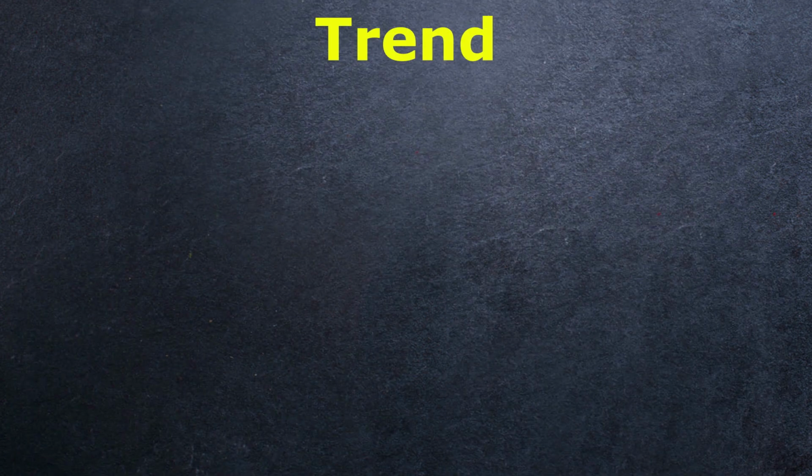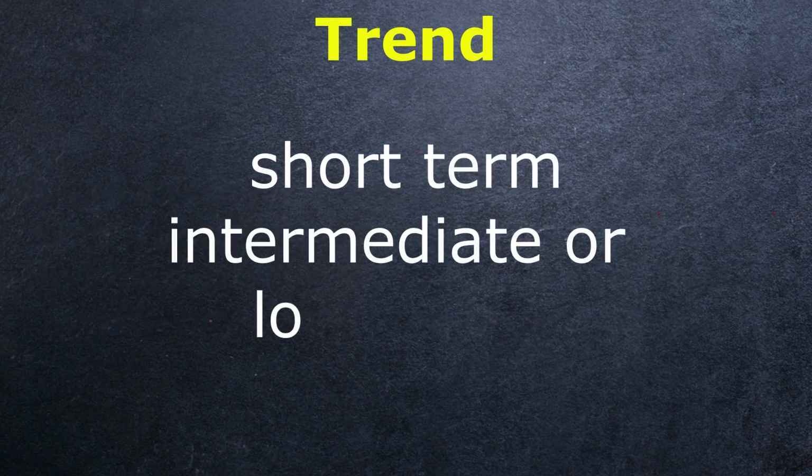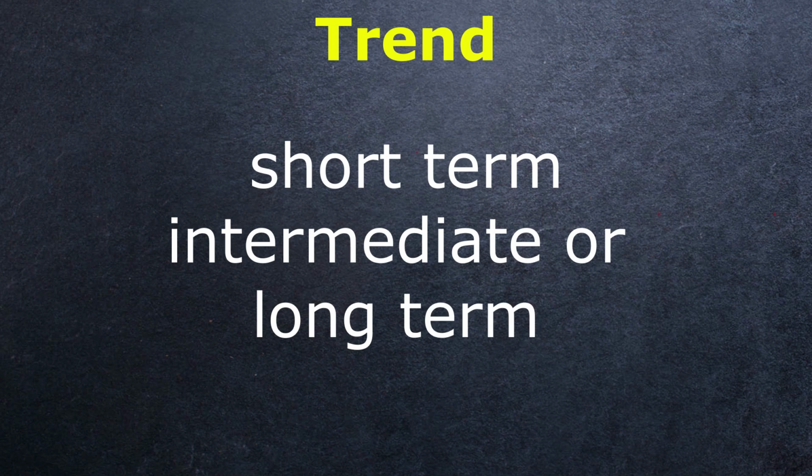Okay, so now moving on to the trend. With a trend, the market can either be in an uptrend or a downtrend, but sometimes we can see that the market is just consolidating, meaning there's no actual trend, but it's trading between two horizontal lines at different levels close to each other, right? So there's no overall direction, the market is just going up and down within two horizontal levels. Trends have different lengths, which can be classified as short-term, intermediate, or long-term trends, based on the analysis and time frames being used to determine these trends, right?